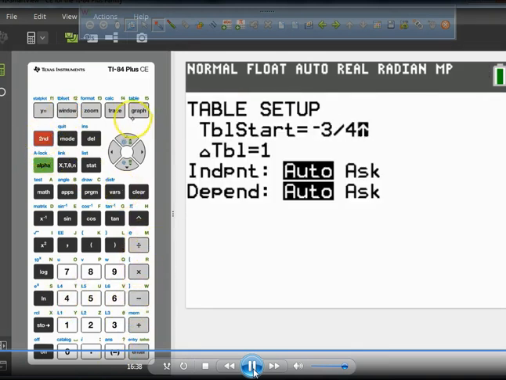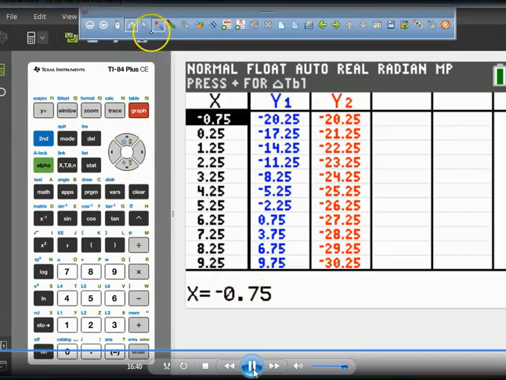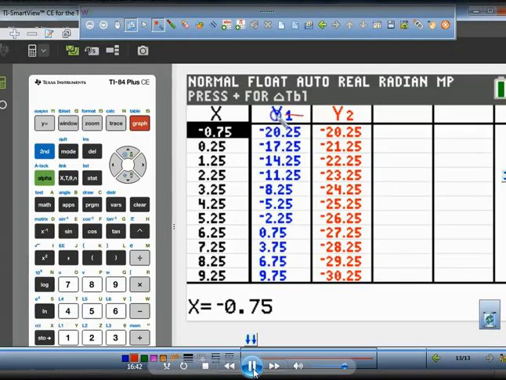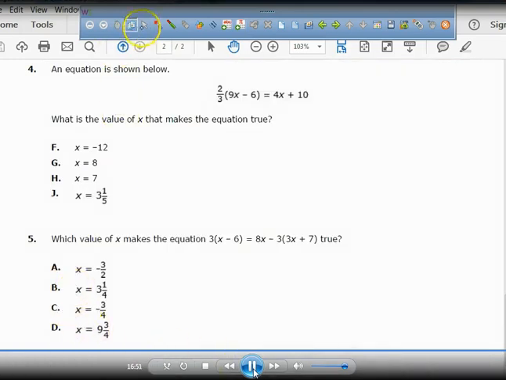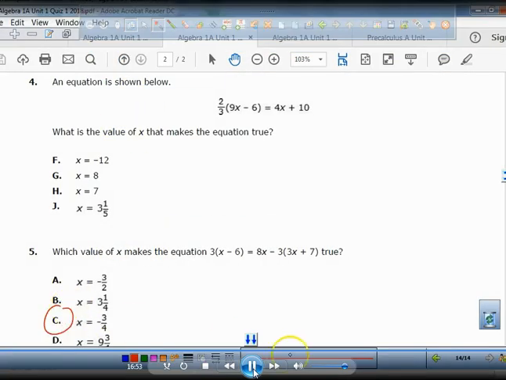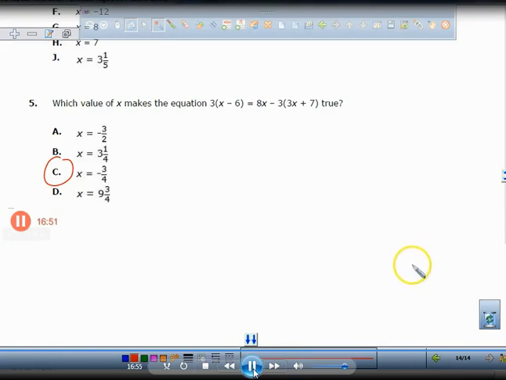Negative 3/4, let's check it. Those match. Negative 20.25 is the same as negative 20.25. That means that is the right answer. So negative 3/4 is your final answer for that problem. That would be the answer you would want to select. And that's it. Now we're going to show you how to do this by hand.